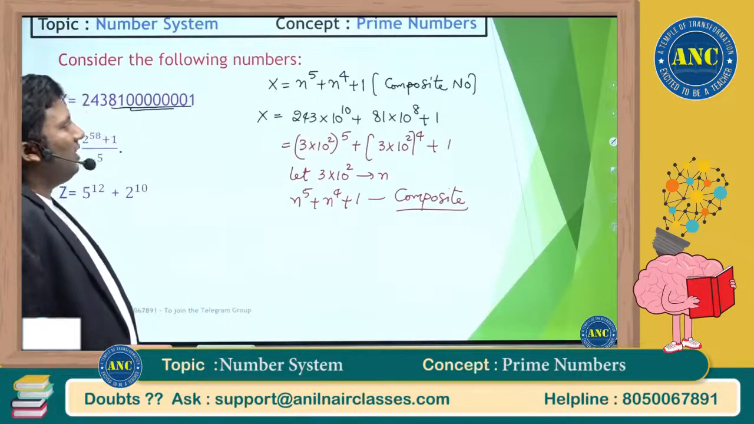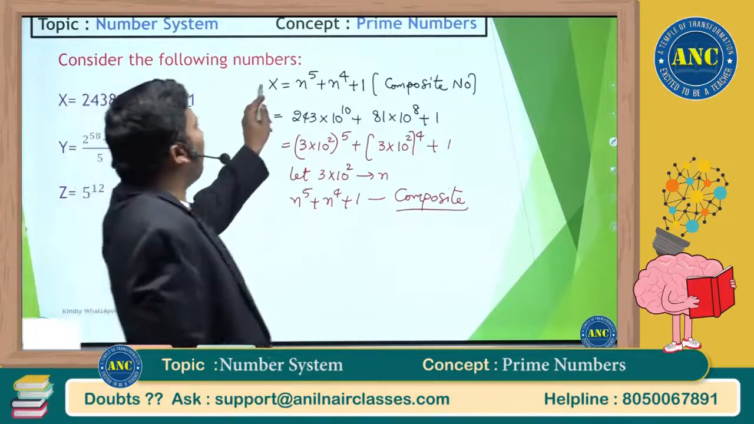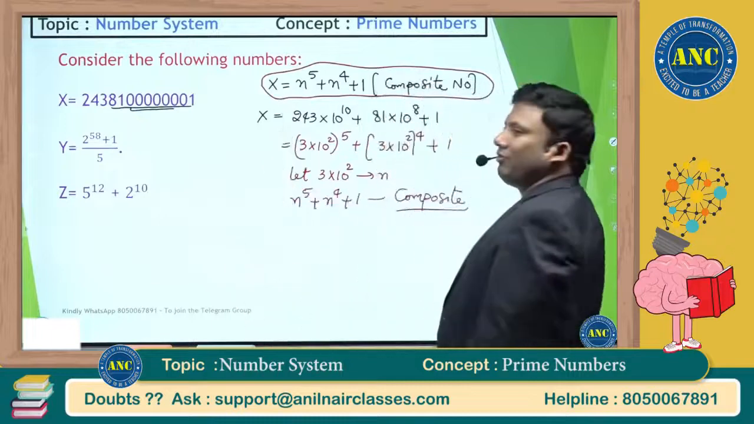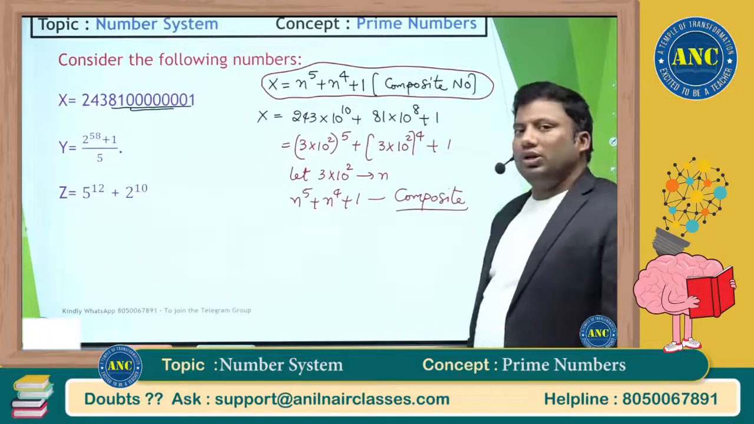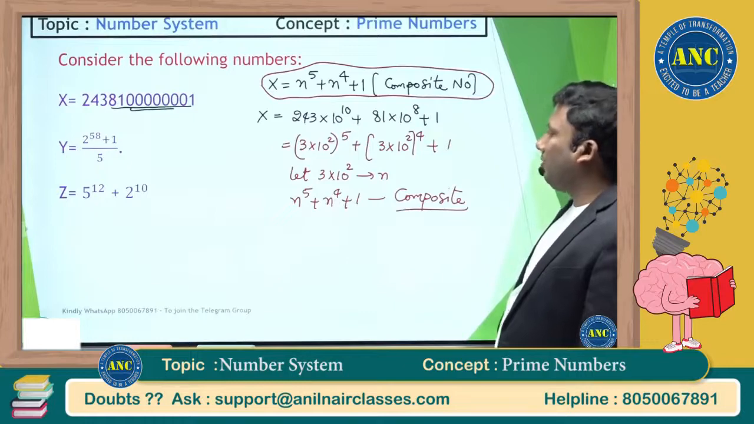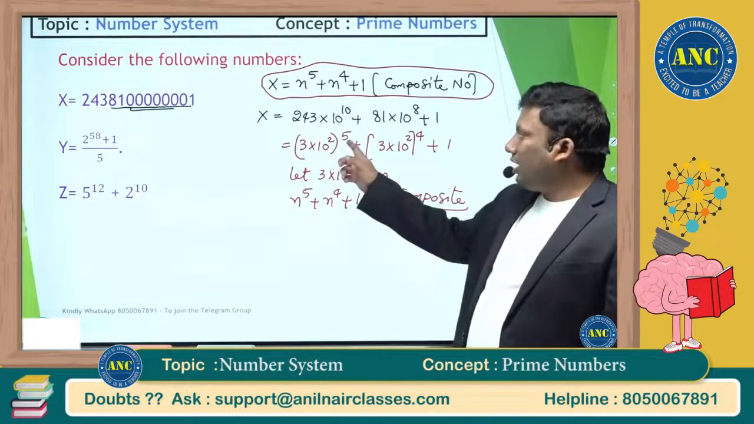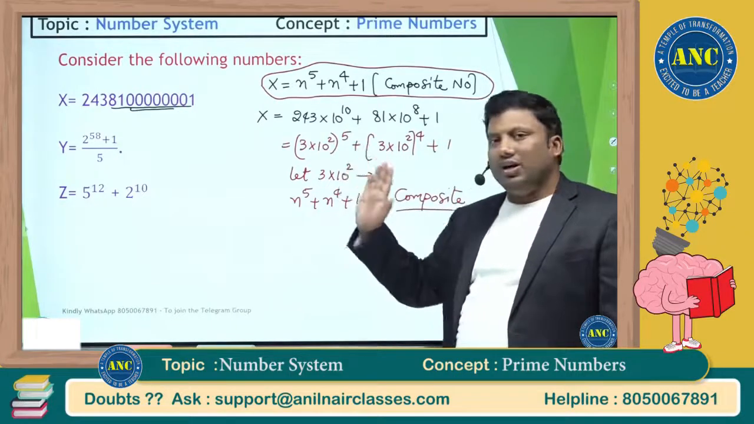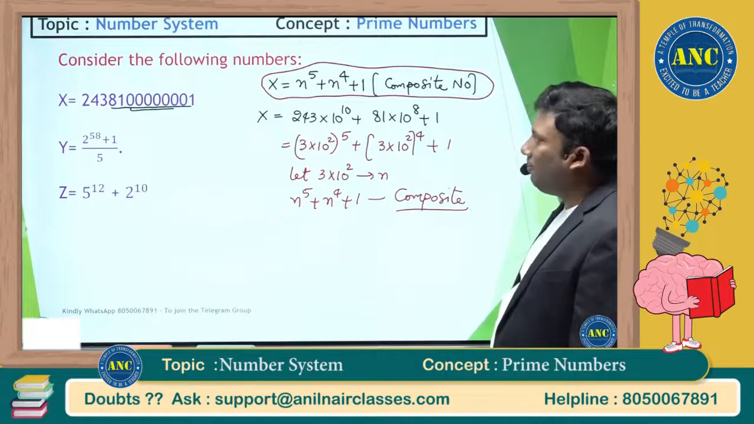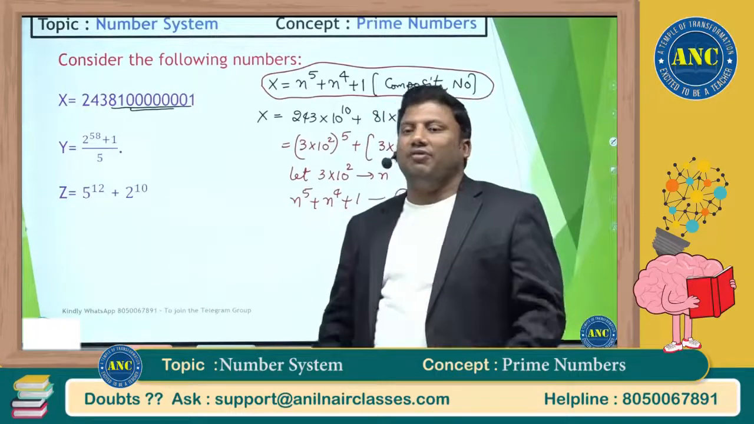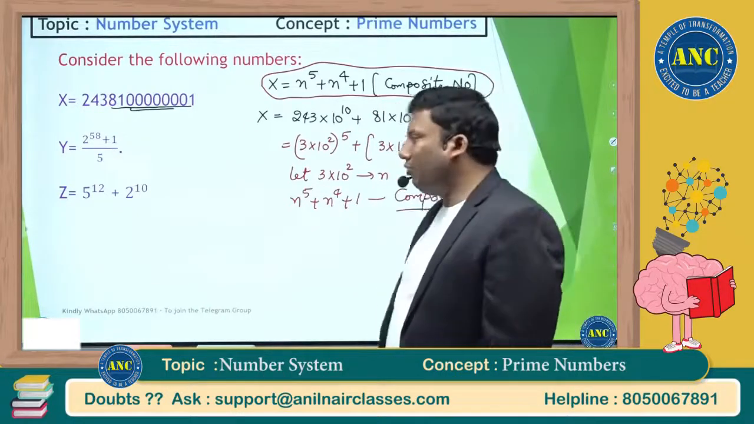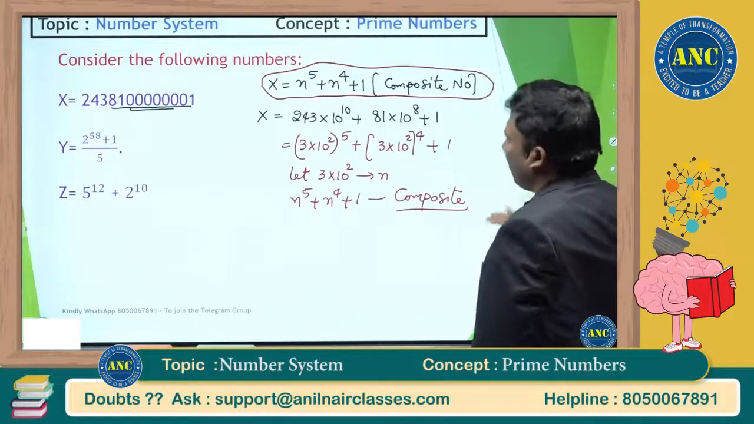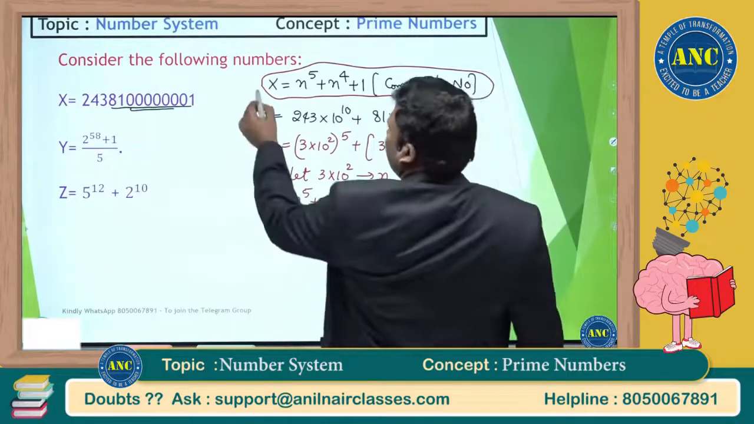N power 5 plus n power 4 plus 1. 243 into 10 power 10, 81 into 10 power 8 plus 1. 3 into 10 square power 5, 3 into 10 square power 4 plus 1. 3 into 10 square is n, so n power 5 plus n power 4 plus 1. Any question which is of the form n power 5 plus n power 4 plus 1, it is composite. Over first one, it is composite.